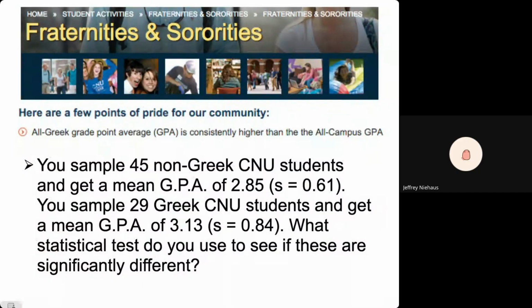I sampled 45 non-Greek CNU students. They got a GPA of 2.85, and their own standard deviation among those 45 was 0.61. I also sampled 26 Greek students and got a mean of 3.13 with a standard deviation of 0.84. What test would you use to see if these are statistically significant?